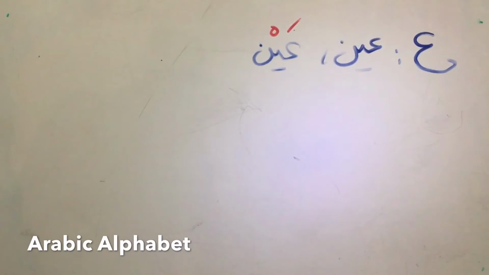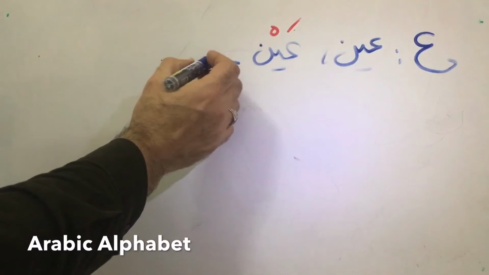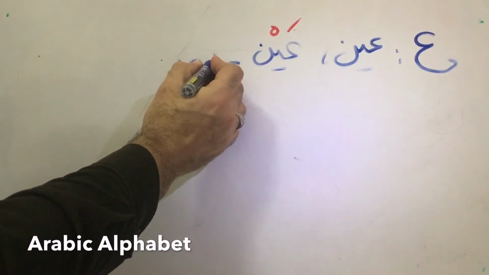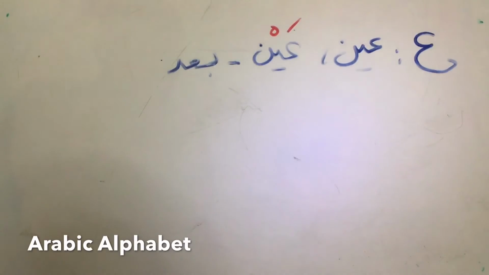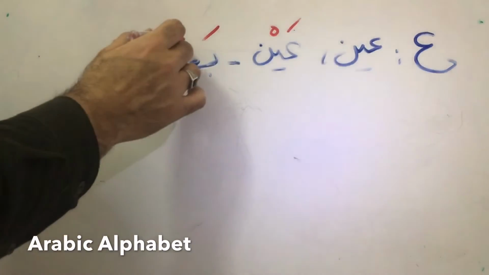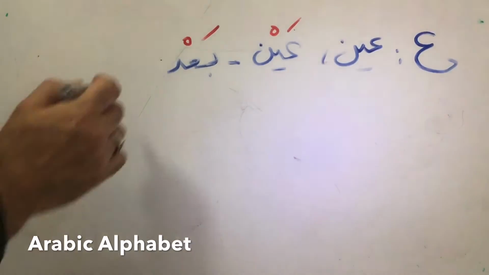An example of عين in the middle of the word, you can say بعد. You can see ب فتحة, عين سكون. بعد means after.